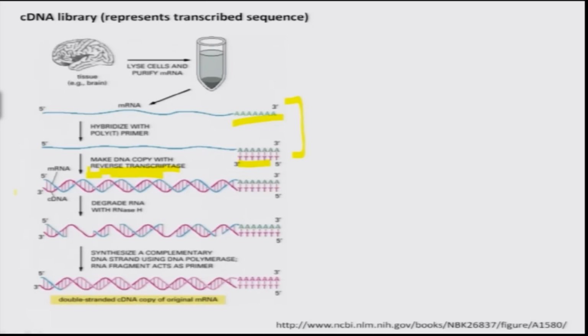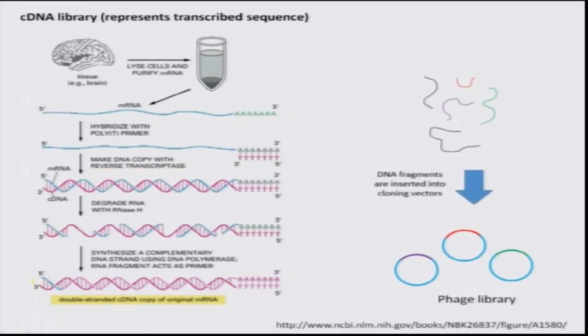This single stranded DNA can be converted into double stranded by a process which we need not get into, but basically what we are trying to say is that we can use the reverse transcriptase to make the complementary DNA, which is cDNA, and then make it into double stranded DNA, right. This double stranded DNA can now be cloned into vectors, and that can be made again into a library, right. That is how we make cDNA libraries.